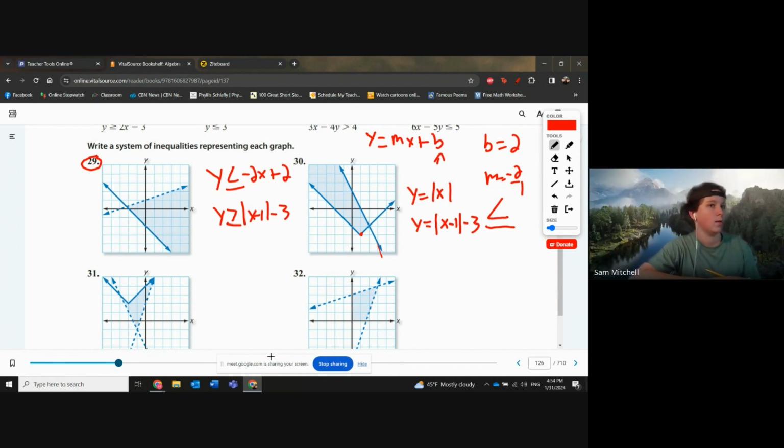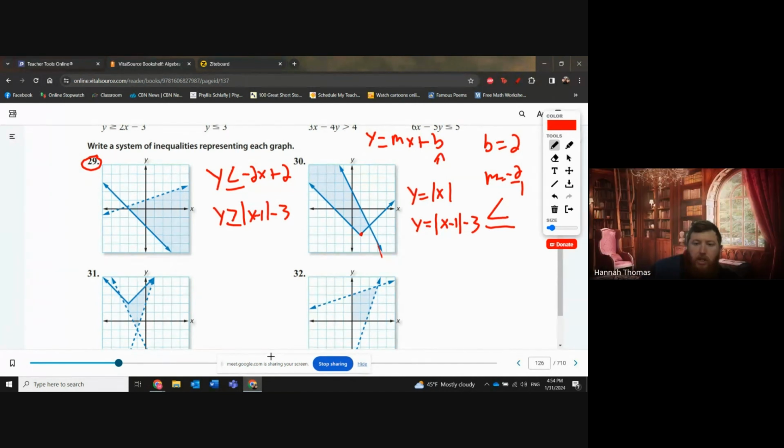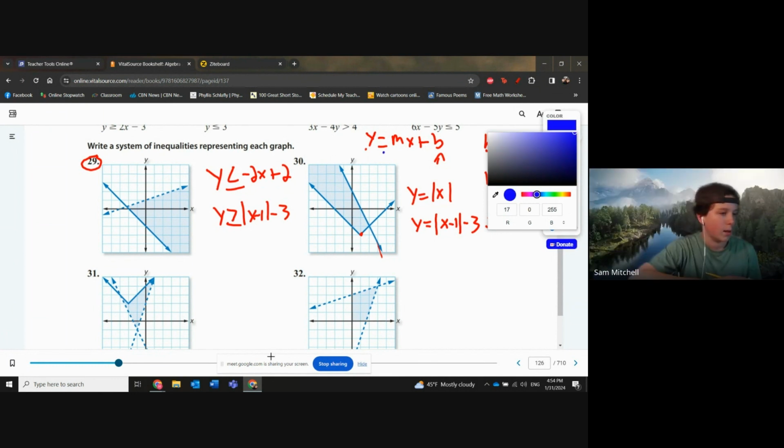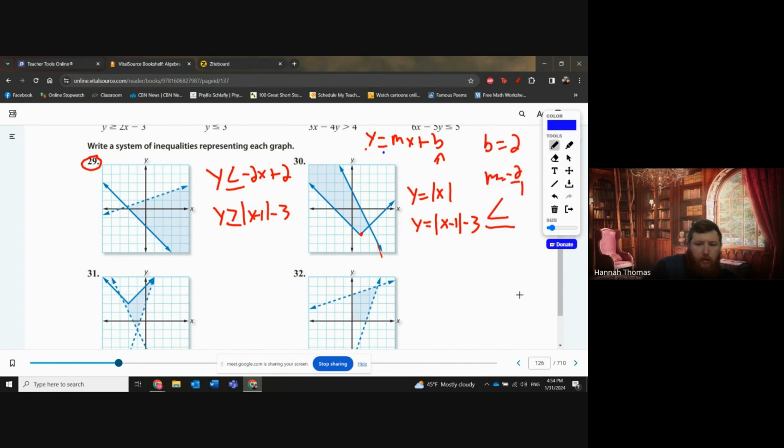What inequality? Well, they're both the equation of a line, which is going to be y equals mx plus b. Yes. All right, so that's what we have to work with here.